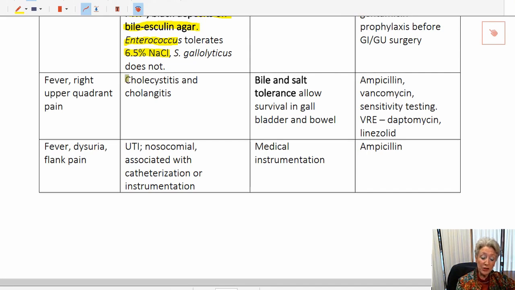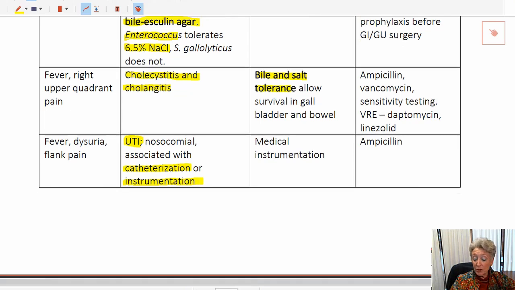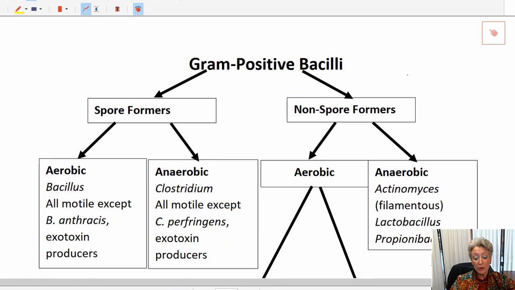In addition, we can certainly see cholecystitis and cholangitis with this group because of their relative tolerance to salt and bile. And we can also have urinary tract infections. Typically, those are associated with some sort of catheterization or medical instrumentation. Treated with ampicillin, but again, remember, all of these have a very high level of drug resistance. You start with one thing empirically, but almost always have to switch over into another one.